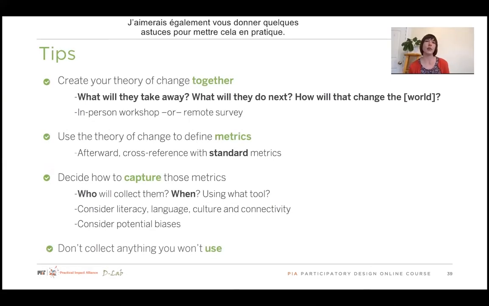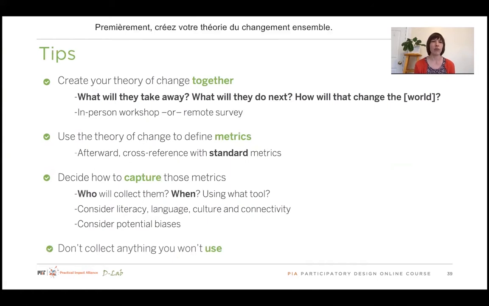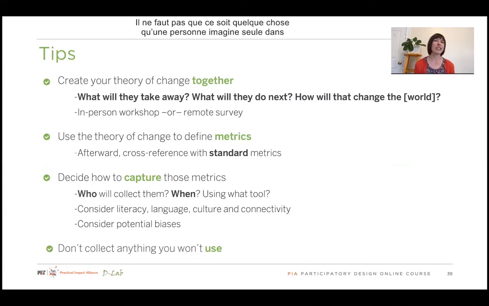So I also want to leave you with a few tips of how to bring this into practice. First off, create your theory of change together. This should not be something that someone creates alone in a room and puts together in a logical model for the donor. This should be something that is created in a collaborative way, just like the product or the service is created in a collaborative way.